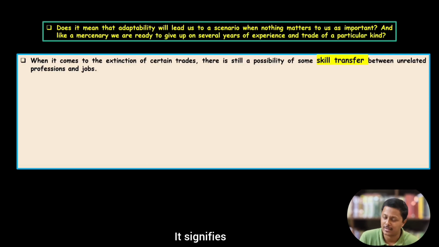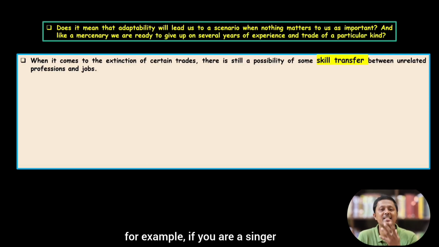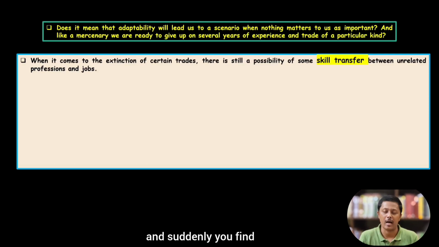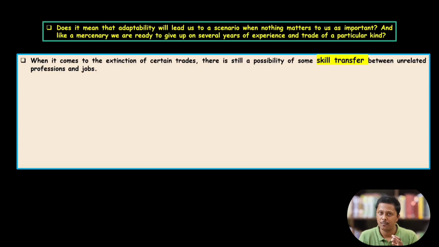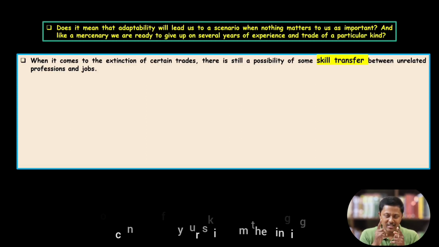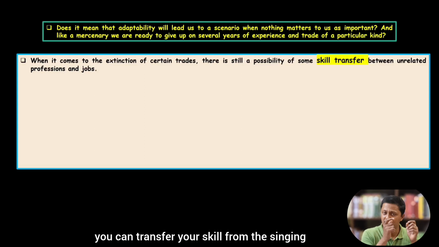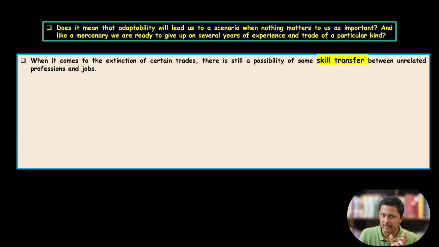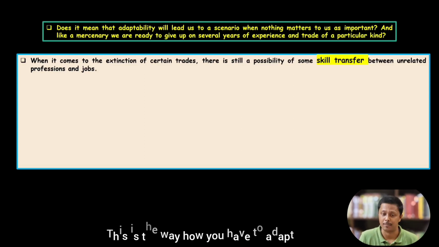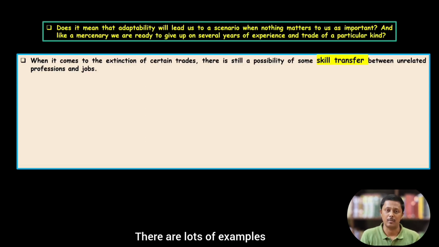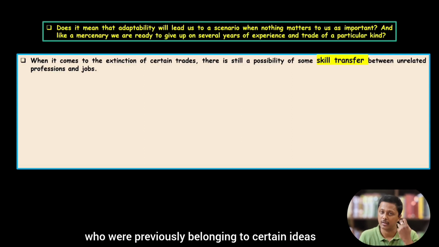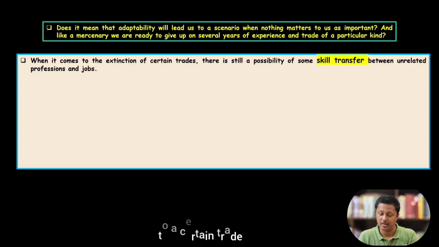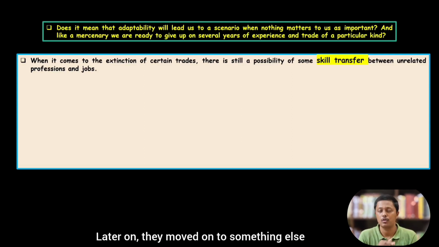It signifies, for example, if you are a singer and suddenly you find that your singing capacity doesn't have the same amount of value right now. So, what you can do, you can transfer your skill from singing to something else. This is the way you have to adapt. There are lots of examples. There are thousands of people who were previously belonging to a certain trade. Later on, they moved on to something else.